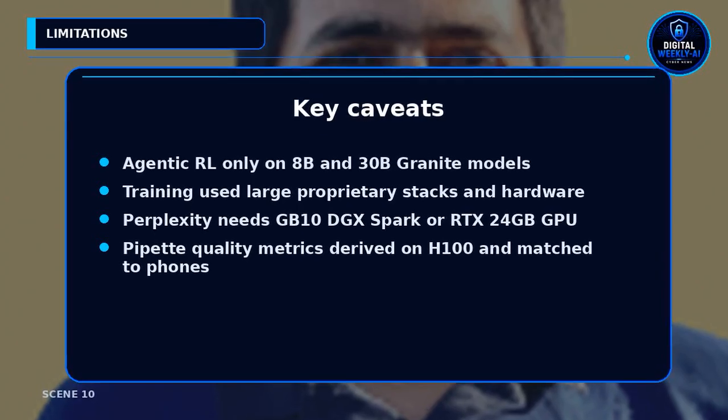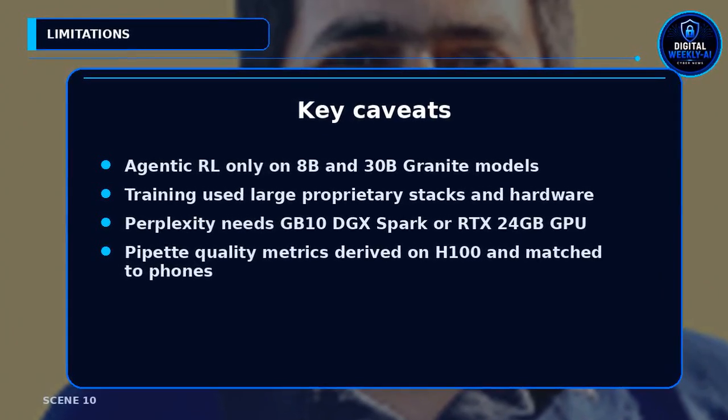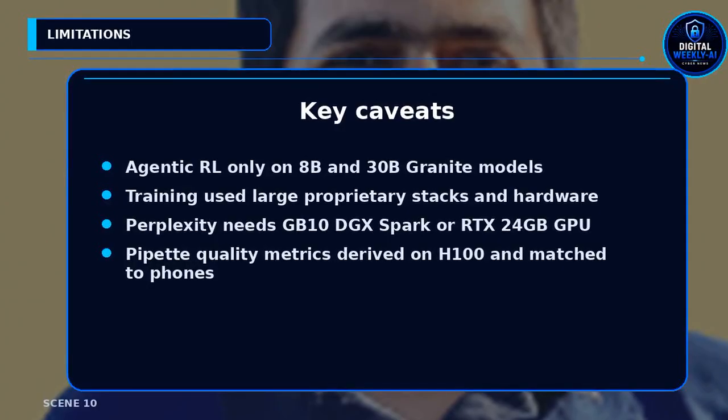Key caveats. Granite's agentic RL is only on the 8B and 30B models, so the 3B lags on agentic tasks. Training in RL uses large proprietary stacks and specialized hardware, affecting reproducibility. Perplexity requires GB10 class hardware or an RTX GPU with 24 GB VRAM, and macOS is not on the launch roadmap. Pipette's quality scores come from H100 reference runs and are matched to phone throughput, so quality was not measured on the phone. MetaRoCE is early, and vendor hardware support is limited.